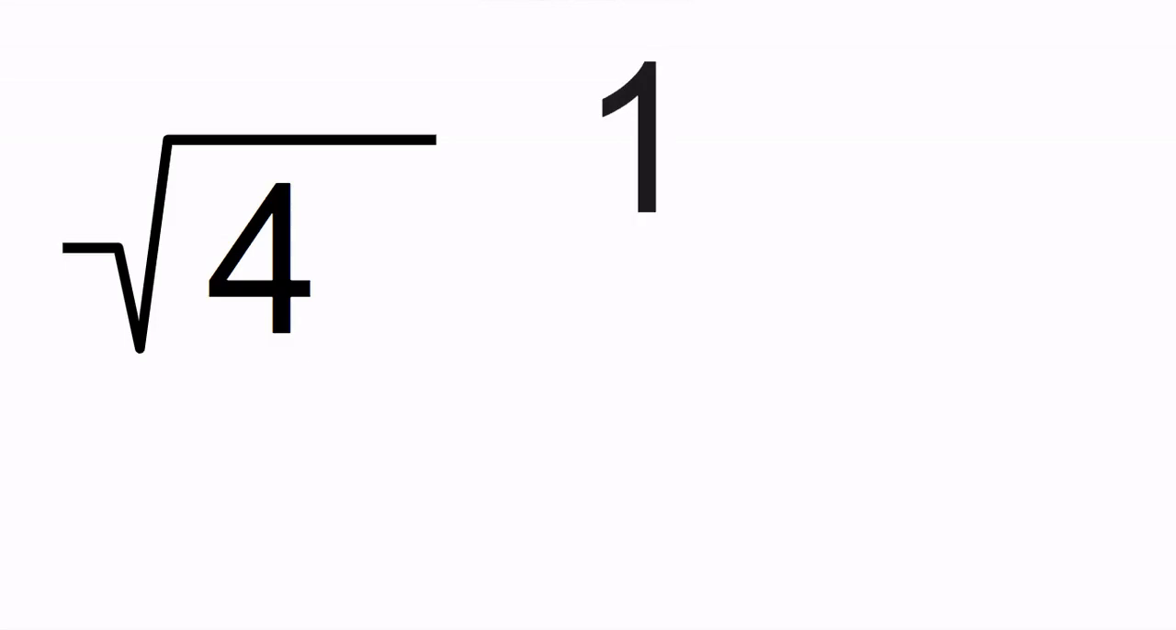Now let's take a look at 1. If we do 1 times itself, a number multiplied by itself, does it give us 4? Well, 1 times 1 is not 4, which is why 1 is not the answer. Now let's take a look at 2. If we do 2 times itself, 2 times 2, that gives us 4. And this tells us that the square root of 4 is equal to 2.